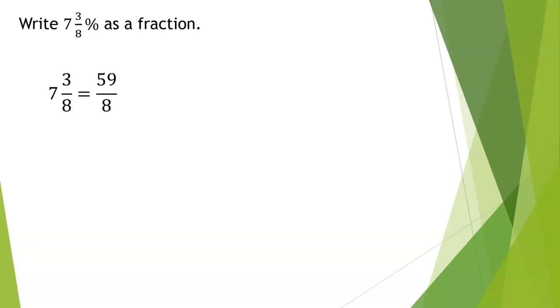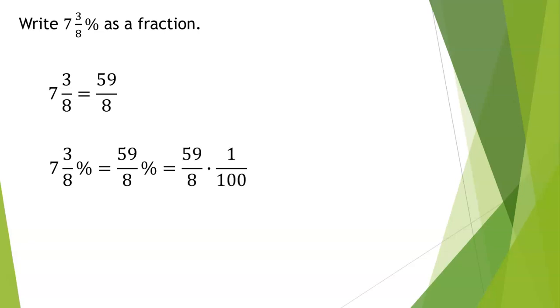We want to write that mixed number as an improper fraction. So 7 times 8 is 56 plus 3 is 59. That's equal to 59/8. Now while that's a fraction, it's not our answer, because we were asked to write 7 3/8% as a fraction. We're trying to write 59/8% as a fraction. Since percent means out of 100, we can write 59/8% as 59/8 times 1/100th.